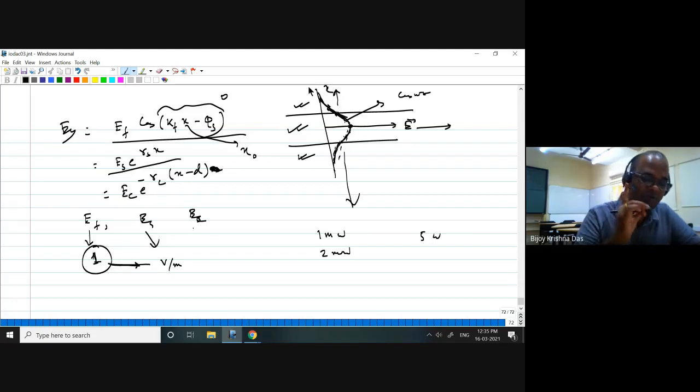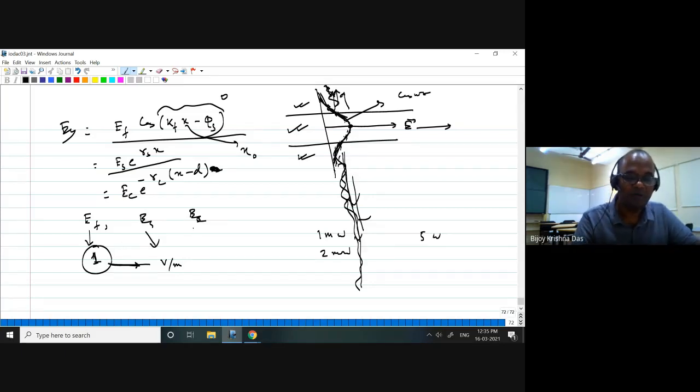But you must ensure that even though the field is there in the cladding, it is exponentially decaying. That means it is not oscillating like this. If it is oscillating like this, that means power is flowing in this direction, and if it is oscillating like this, power is flowing like this. But it is exponentially decaying, meaning power is not flowing in this direction, right?